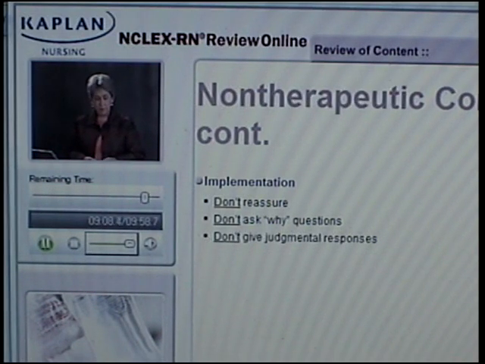The last one is don't give judgmental responses, because all that does is make the client feel guilty, angry, or not supported. For example, you're in the medical surgical area and you have a client who has type 2 diabetes, and you look at the results of their HB1C and you see that it's a 9. Now, in the previous 3 months, they haven't been real conscientious about following a diet or exercising. Well, you want to be real careful about how you start that conversation. You don't want to say, you haven't been following your diet, have you? Because then all it does is make the client be defensive.